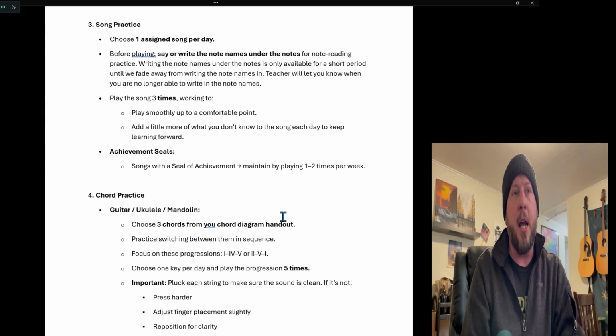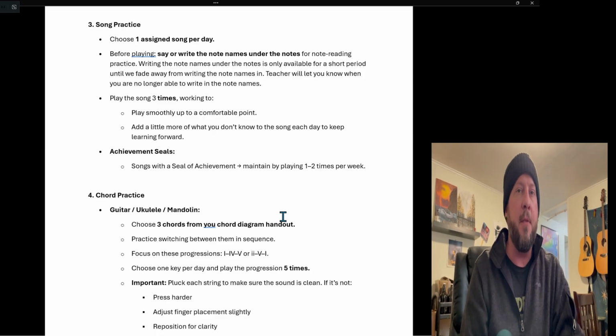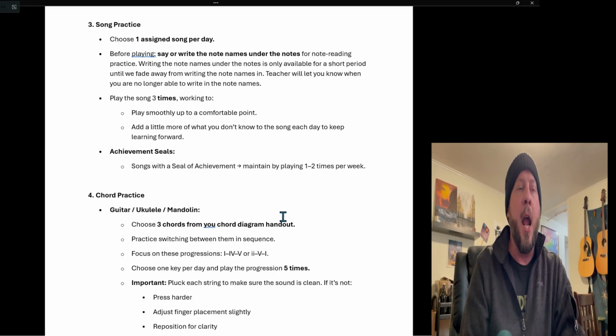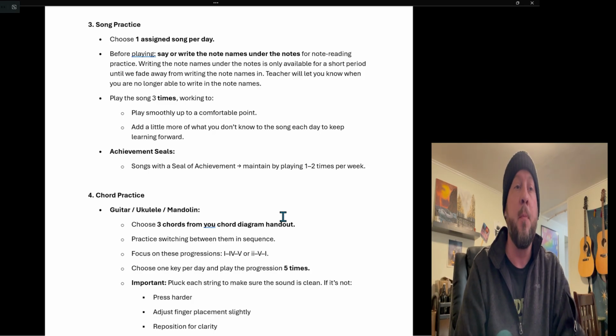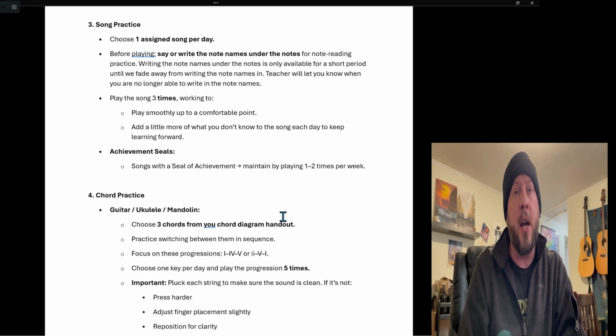Writing the note names under the notes is only going to be available for a short period of time, and that's going to be faded out, and I will let you know as well, hey, we're no longer doing that, so let's no longer write in those names. You will still try to say them out loud, of course, to get you going. And that again is still going to be good practice, right?